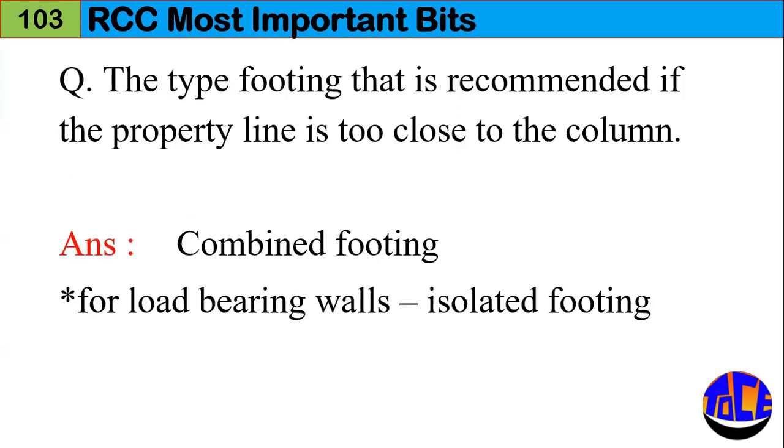Question number 103. The type of footing that is recommended if the property line is too close to the column is combined footing. So combined footing is recommended if the property line is too close, or if the columns are too close and the footings are overlapping, then you will go for the combined footing. And for load bearing walls, usually isolated footings are provided.